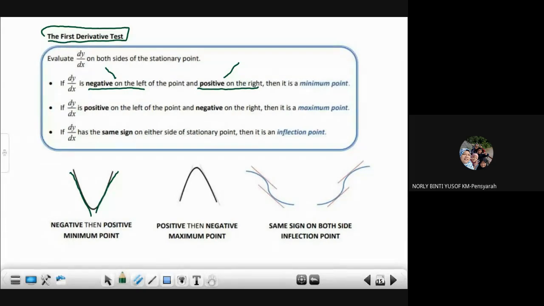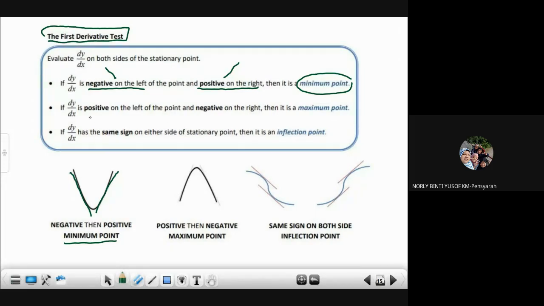So when you see that concept, the point is a minimum point. Look at the graph. Negative then positive is an example of the first part of the concept of dy/dx: negative on the left, then positive on the right.